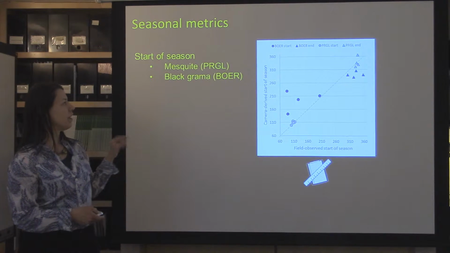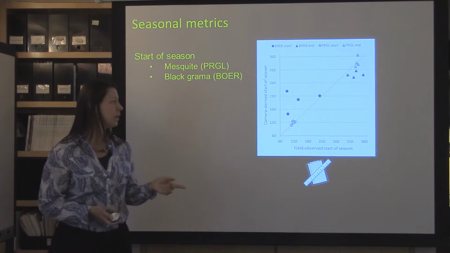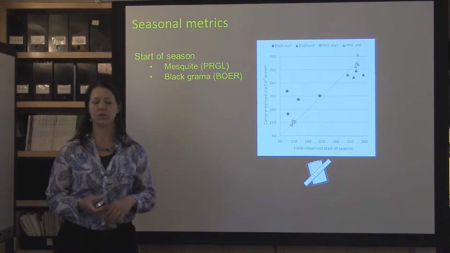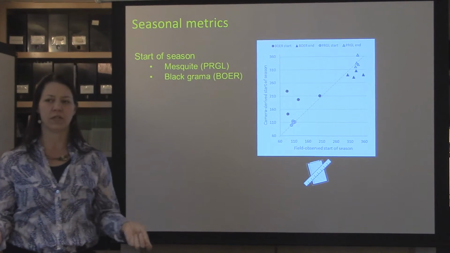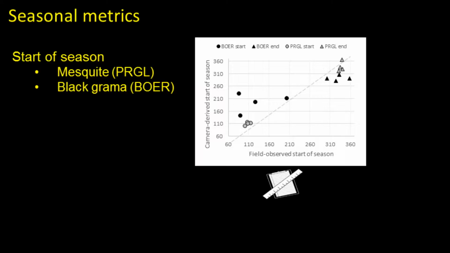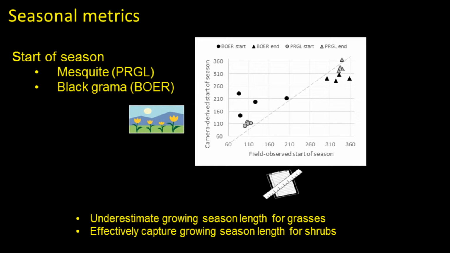The values for the mesquite shrub are in gray. At both the beginning and the end of the season, we're getting very good correspondence between what we're seeing in the field and what we're seeing from the cameras as representing the start of the season. But for the black grama grass, shown in black, the start of the season is showing up much later from the camera than what actually is happening on the ground. So the ramifications here are that with the phenocams, we are grossly underestimating the length of the growing season for the black grama grass.